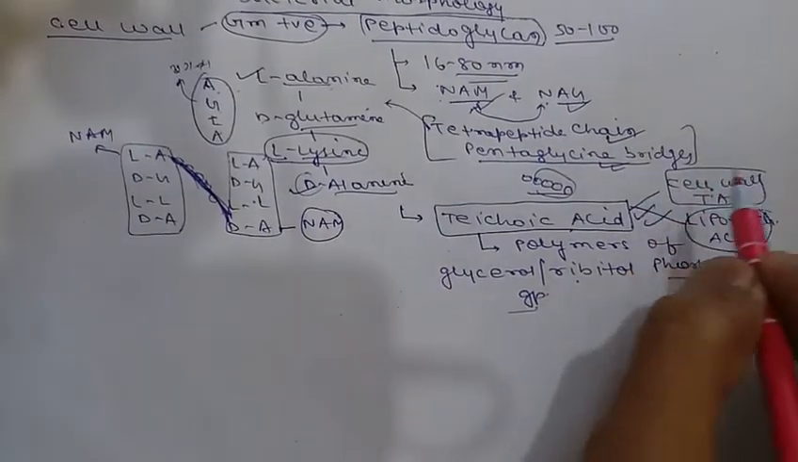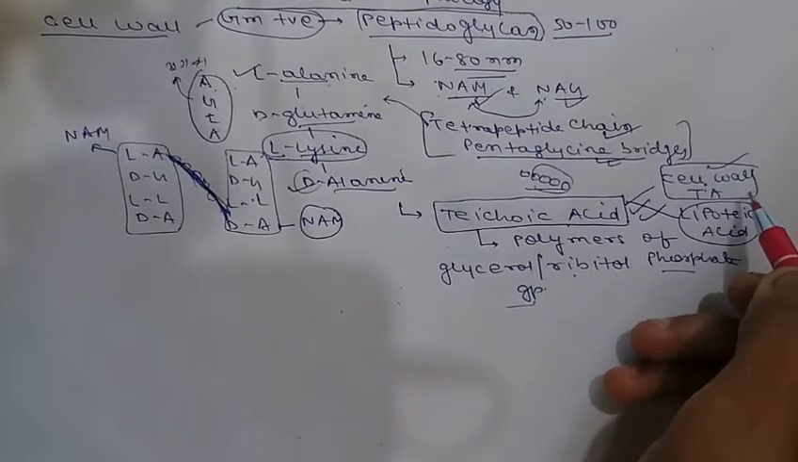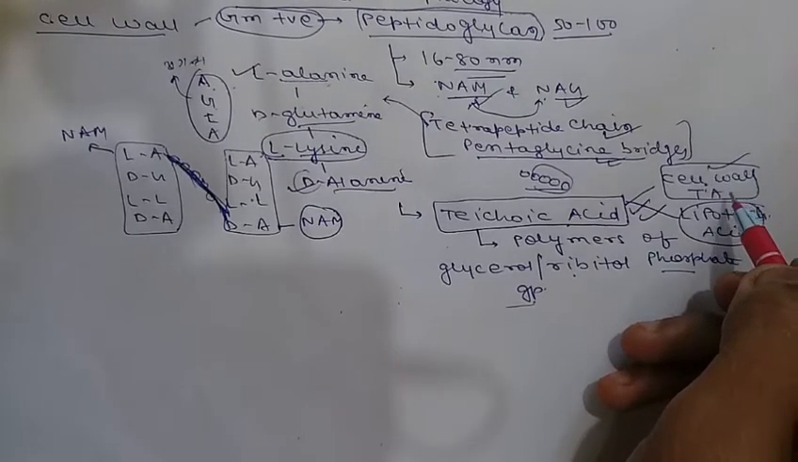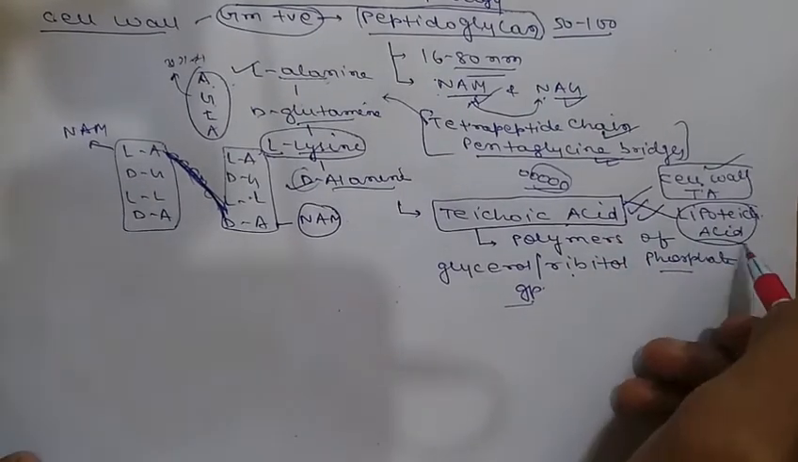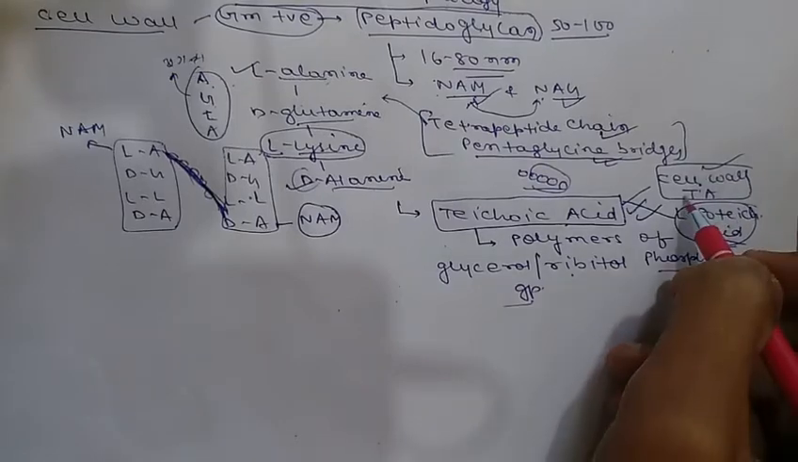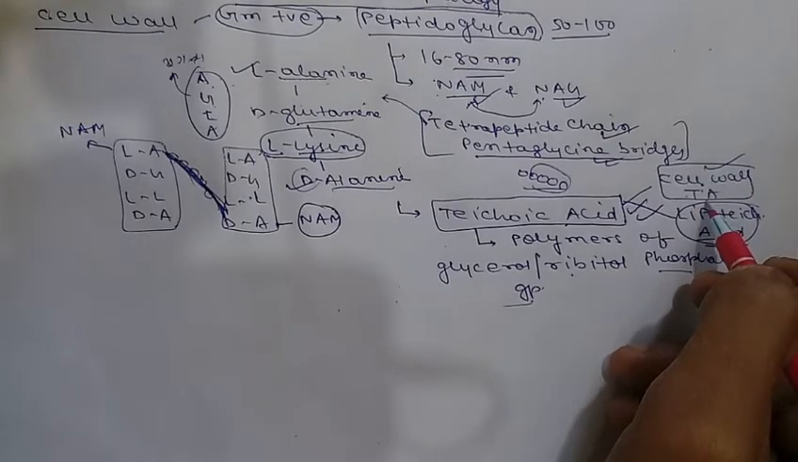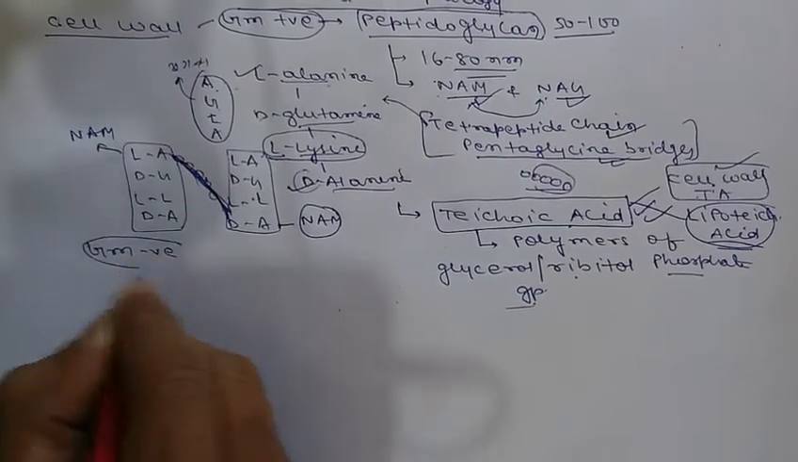If any teichoic acid is directly linked with the NAM molecule of peptidoglycan, it will be known as cell wall teichoic acid. And if it is attached to the lipid group of the cell membrane, meaning teichoic acid is attached to the cell membrane, it will be known as lipoteichoic acid. Simple. Now we will discuss the gram negative bacteria cell wall.